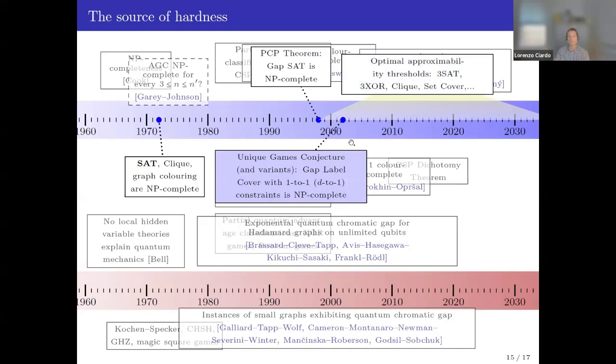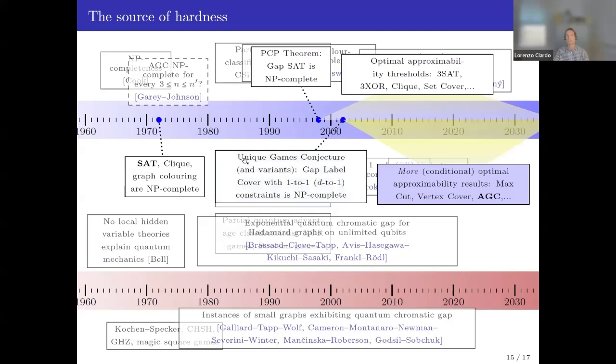And this is what pushed Khot to look at a stronger version of PCP called the unique games conjecture, or its 2-to-1 variants, which essentially states that a gap version of another, very structured CSP, a label cover instance with 1-to-1 or 2-to-1 constraints, is still NP-complete. I'm not going to go into details on this, but conditional on this conjecture, many more optimal approximability results were found, for example for max cut, vertex cover, and also approximate graph coloring. Okay, so ideally, we would like to do something similar in our setting.